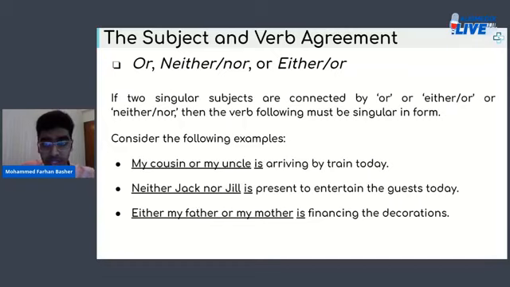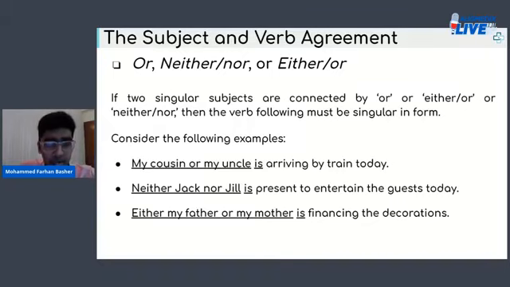So when you're joining two singular nouns or pronouns with or, neither nor, or either or, then the verb following must be singular, given, of course, the sentence is in the simple present tense. Consider the following examples. My cousin or my uncle is arriving by train today. So here, you're not talking about both your cousin and your uncle coming by train today. Not both of them are doing so. Only one of the two is arriving by train today. So the subject is definitely singular, right?